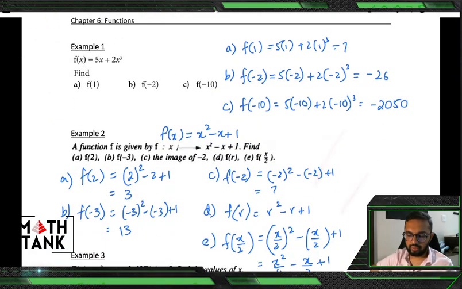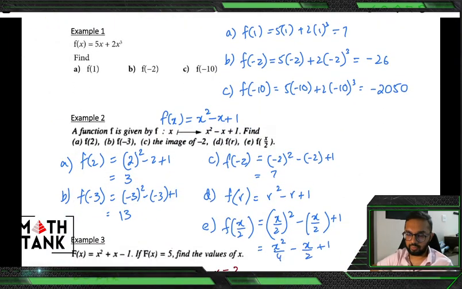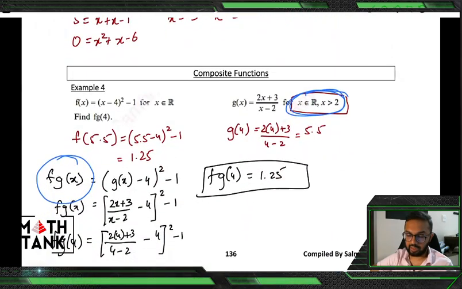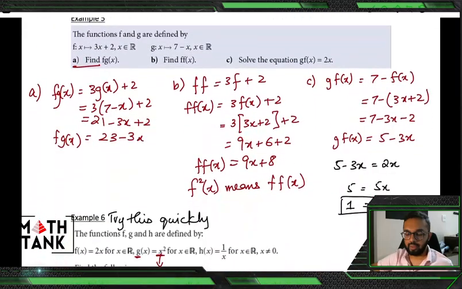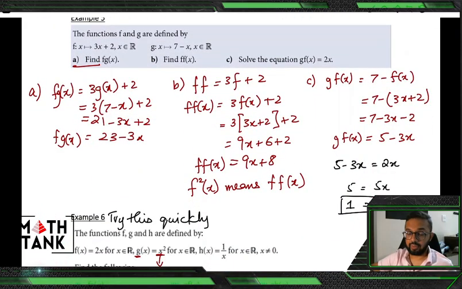Basic questions on functions where you replace values of x and values of y. I hope everybody is comfortable with that. Composite functions. Composite functions are where you combine two functions. So f of g of x basically means that you take g of x and you substitute it inside f of x to obtain a new function called f g of x. I hope everybody has done that as well.